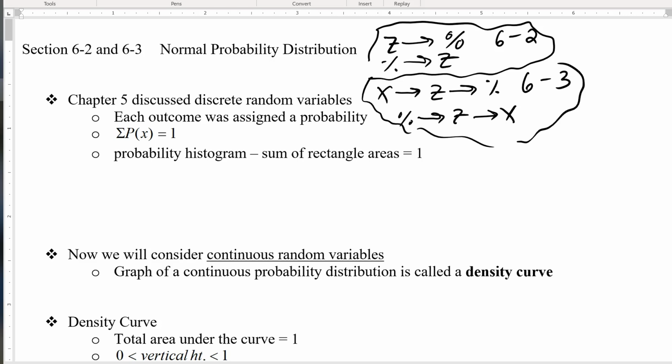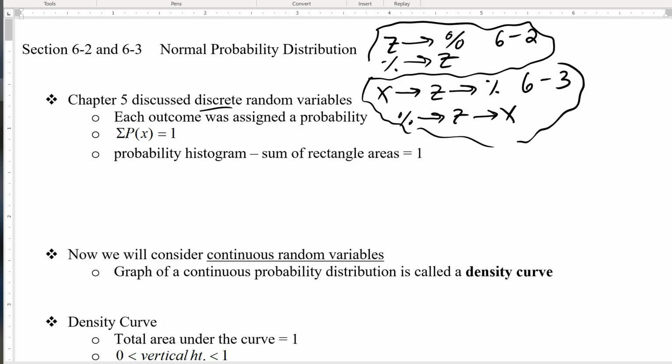In Chapter 5, everything was discrete. Like whole numbers, right? You could say what's the probability of getting 5 answers right, 6 answers right. It's not 3.5. These were all whole numbers. And each of those outcomes was assigned a probability. Probabilities added to 1. Our histogram, we had just a bunch of little rectangles, and we could add up the areas to equal 1. So that's Chapter 5. Everything we just did on binomial, that's discrete. You have a set number, and our outcomes have to be whole numbers, right?